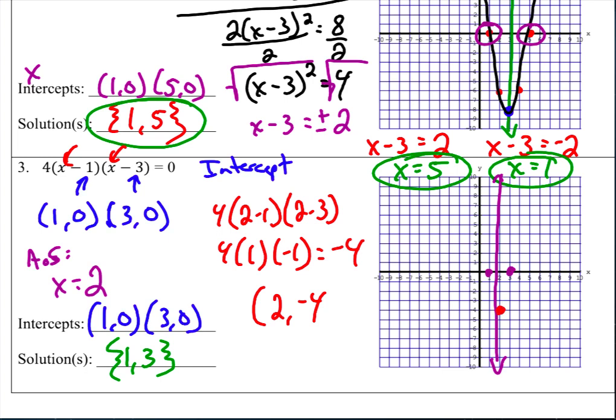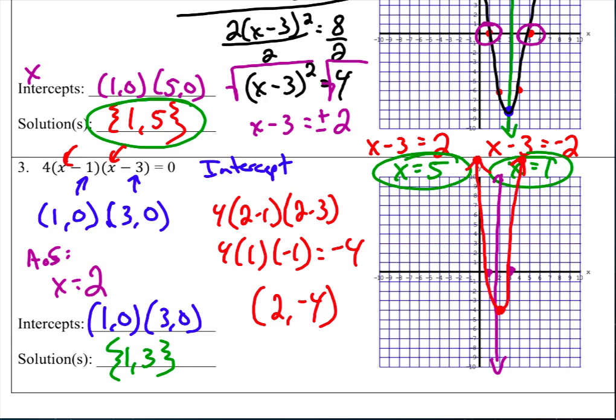And then I can go ahead and graph the rest of this using my calculator to give me some additional points. So 4 times x minus 1 times x minus 3. I know my vertex is at 2, negative 4. I have 1 and 3 are both at 0. 4 is going to be at 12. So 0 is going to be at 12. And I can draw my equation.